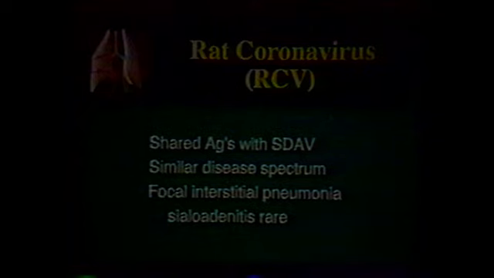What we tend to see in this disease is focal interstitial pneumonia with peribronchial or lymphocytic inflammation, and upper respiratory lesions identical to SDAV. Sialoadenitis, however, is rare. So if you're looking at salivary gland infection, you're probably looking at SDAV rather than rat coronavirus. There are ways to separate these out by serology, so getting an absolute diagnosis is not a problem.